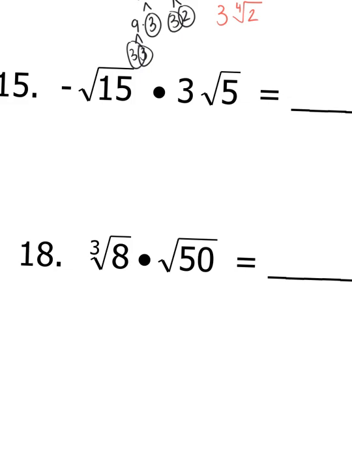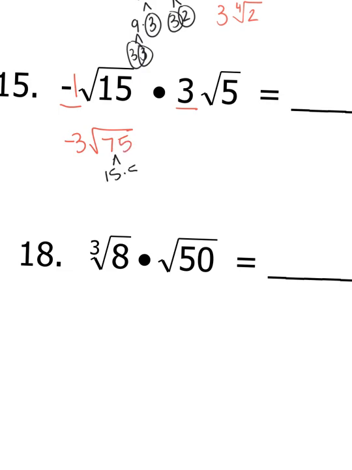Number 15, if I multiply the outside numbers, think about what is the outside number out here. It's a hiding -1, I believe. So I've got -1 times 3, so I've got -3 on the outside. And then on the inside, they're both square roots, so I'm allowed to multiply the 15 times 5 to get 75 on the inside. Of course, now I need to break this down.